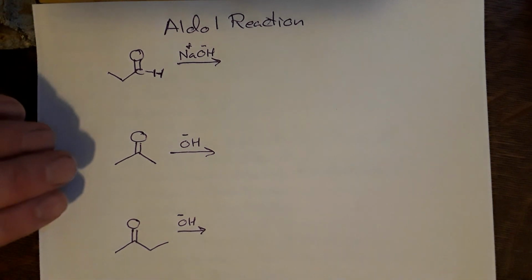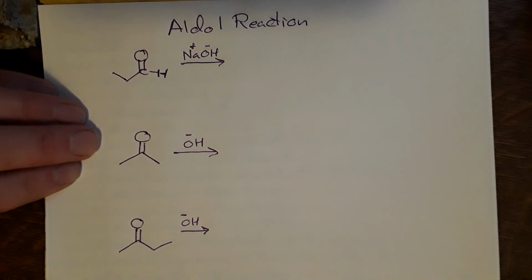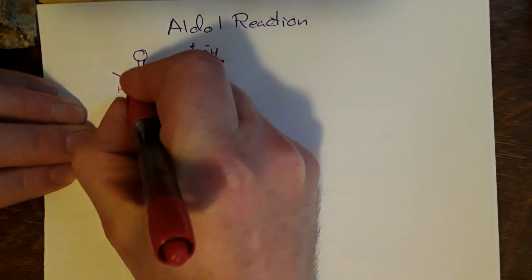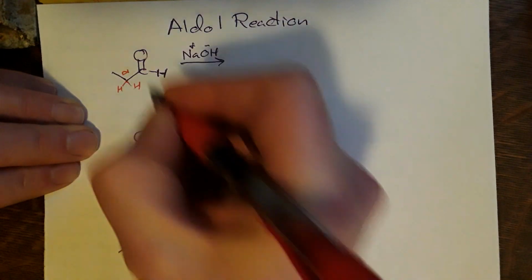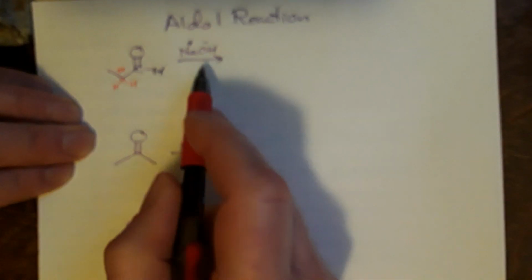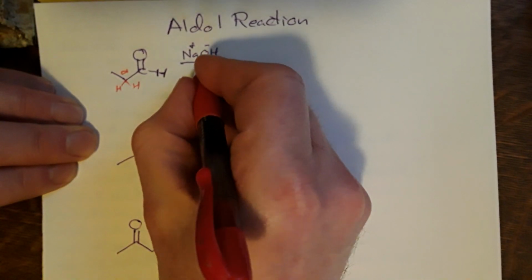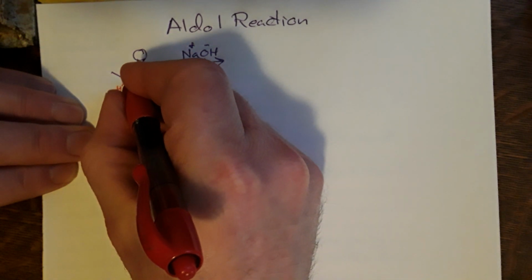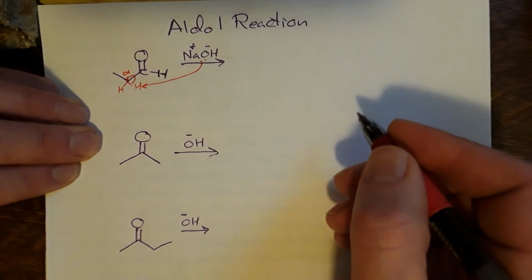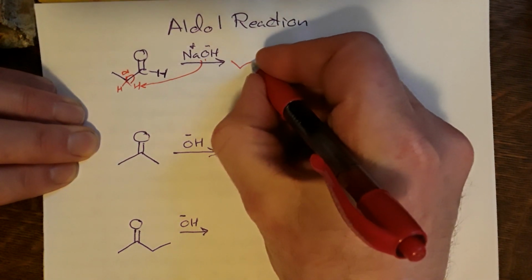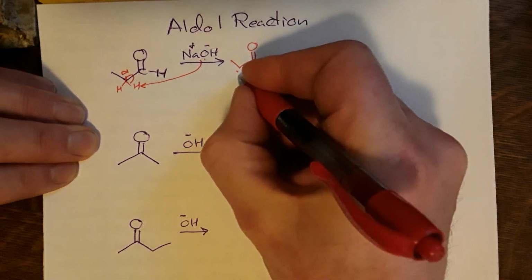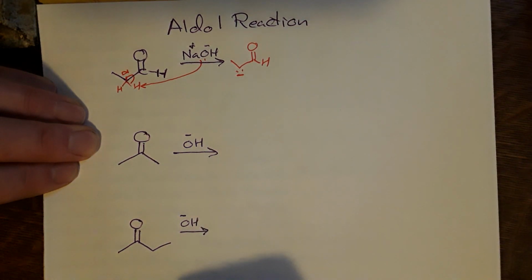To begin with, we look at our carbonyl compound. We see that there are acidic hydrogens on the alpha. If we react our base with the acidic hydrogens, then we can make an enolate. If we draw the enolate that forms, that is our nucleophile.